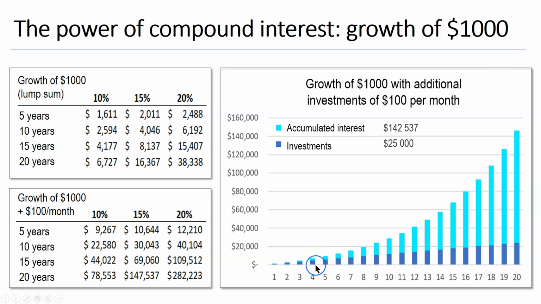This is what you've invested. This lower part of the graph, dark navy part, 25,000, this is what you put in. This is what you've actually invested over this period. £1,000 in the beginning and then £100 for 20 years. And this amount, this part of the graph, bright blue bars, 142,000 is your profit. This is what you've accumulated due to the compound interest.